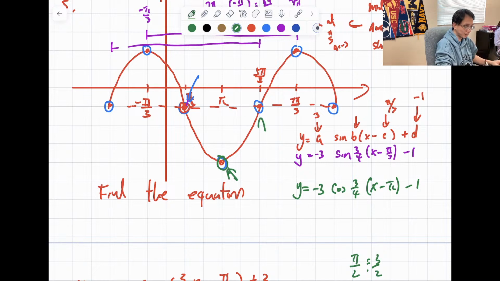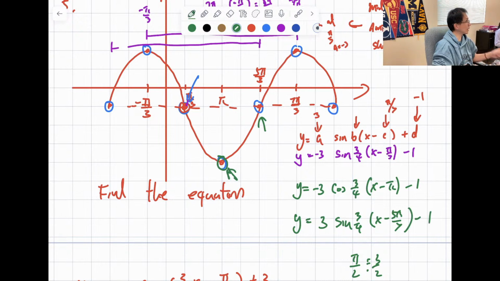So I can pick this point here again. I can say y equals, well, in this case is it going to be +3 or -3? +3 sine 3/4 x minus 5 pi over 3, -1. It's basically the same thing. I just have to change the a to +3, because I start at this point. It's a sine graph going up. Does that make sense? All right.